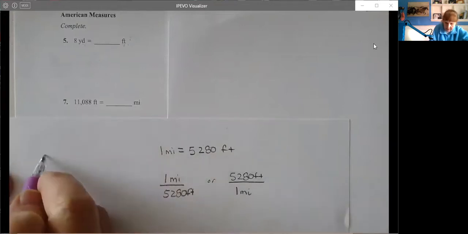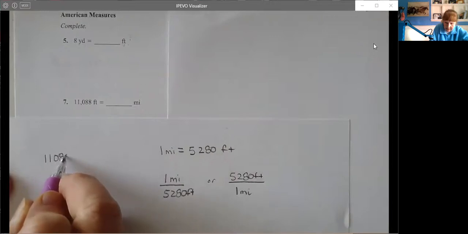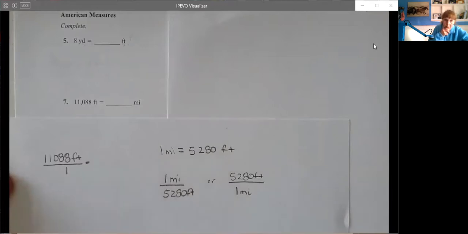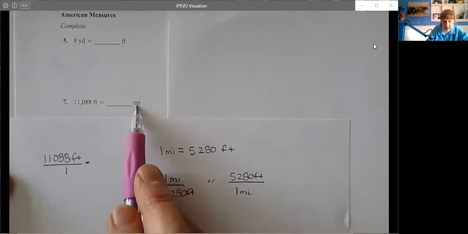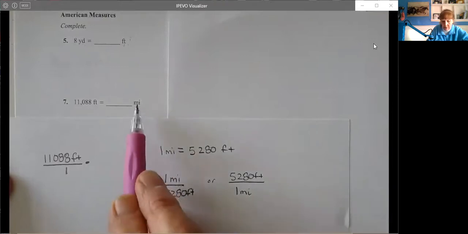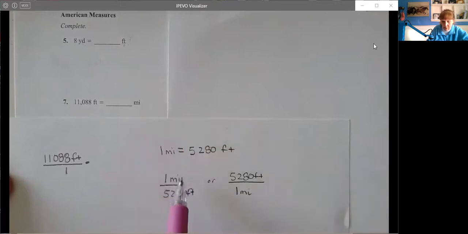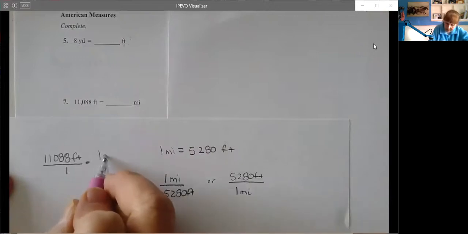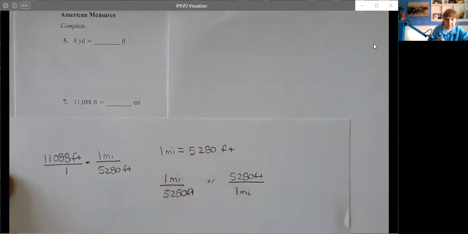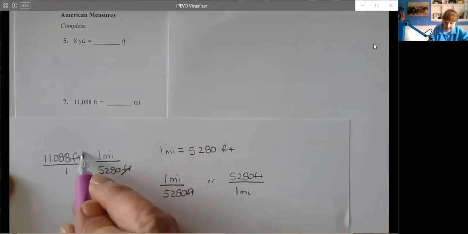So we're going to start here, 11,088 feet over 1 times the number 1. Well, which one? Let's see, we've got these two choices. I want miles in my answer, so I'm going to multiply by this one because the miles is in the numerator. Always multiply by the unit that you want in the numerator. 1 mile, 5,280 feet.